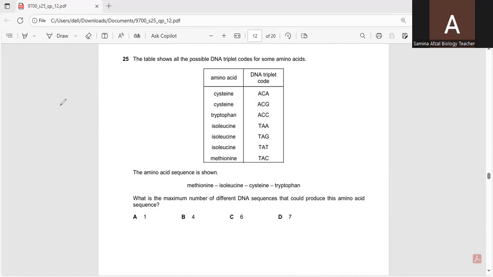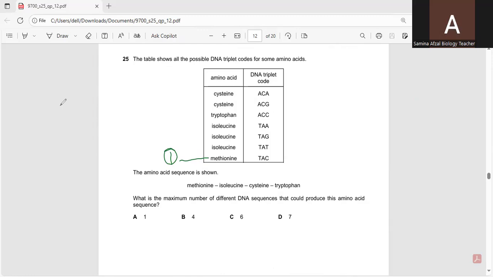So the amino acid sequence is shown. You can see over here that for methionine in the table, there is only one DNA triplet code for methionine. That is the methionine, there is only one code.